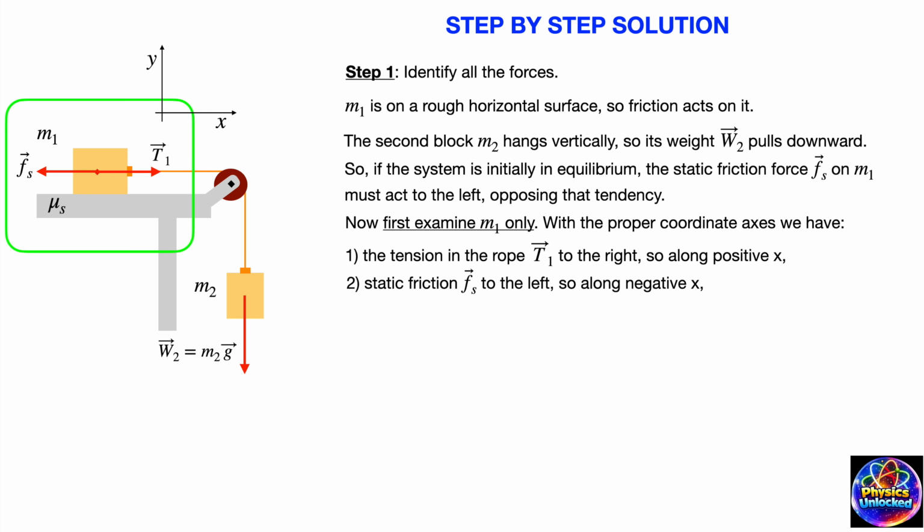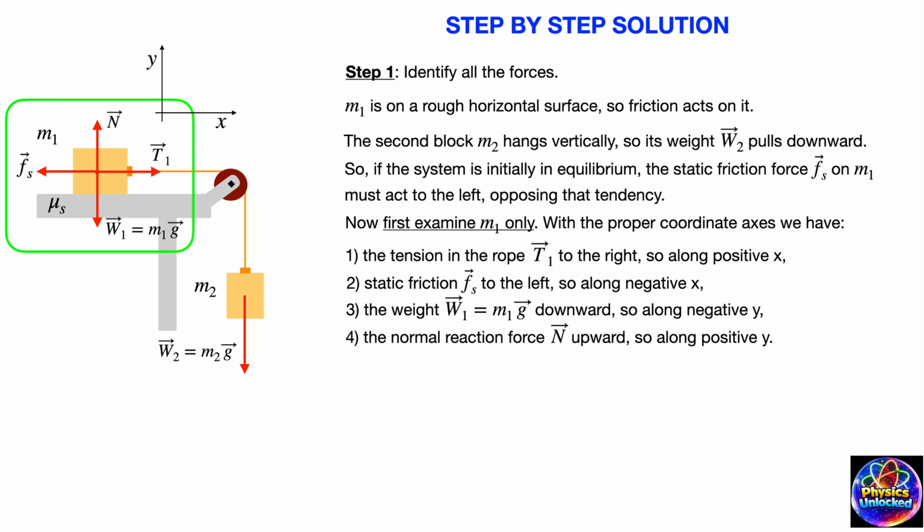The weight acting on block 1, the mass m1, is going downward, along the negative y. So we can call it w1 equals m1g, and both are vectors, the weight and the acceleration g, of course. And then we need to consider also the normal reaction force N, which goes upward along the positive y, okay?